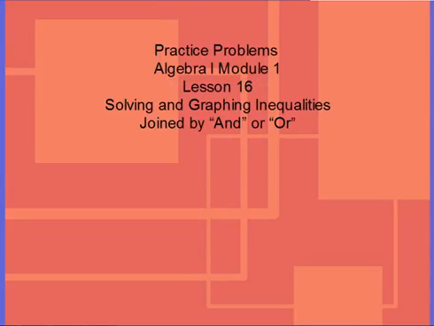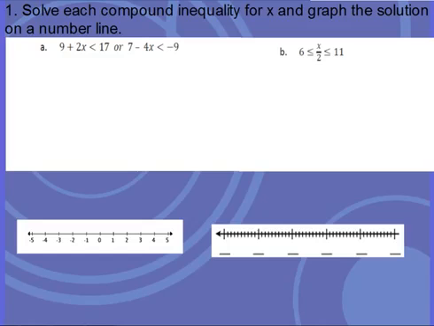Today we're going to do practice problems from Algebra 1, Module 1, Lesson 16, Solving and Graphing Inequalities Joined by AND or OR. Question 1. Solve each compound inequality for x and graph the solution on a number line. A. 9 plus 2x is less than 17, or 7 minus 4x is less than 9.